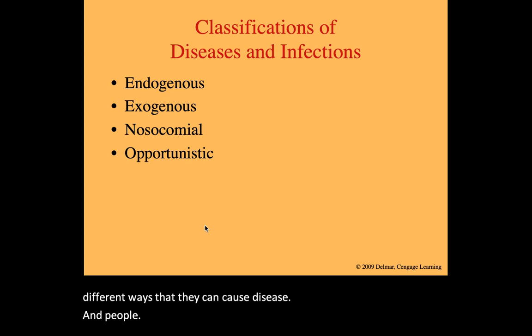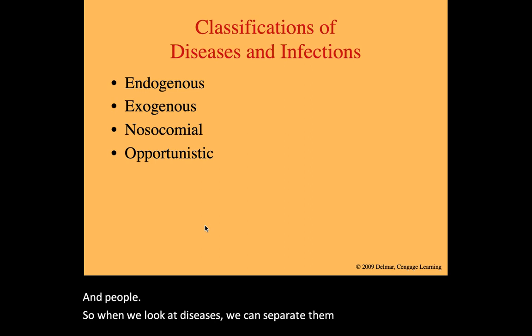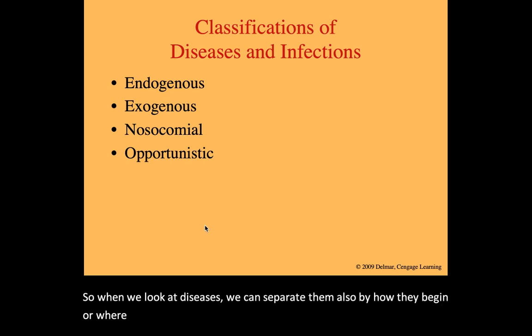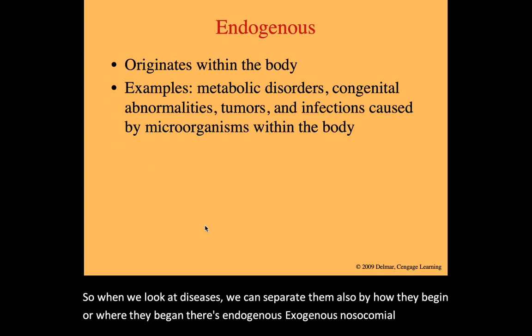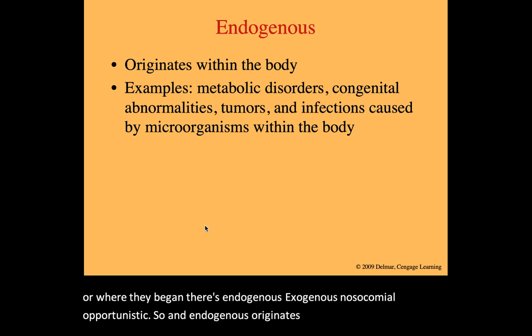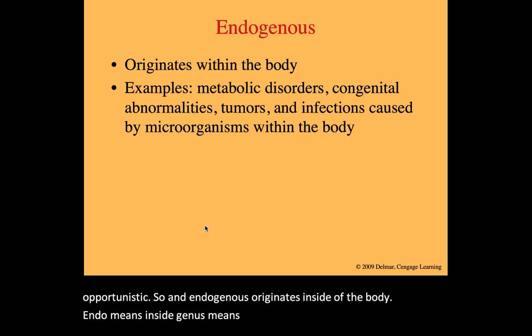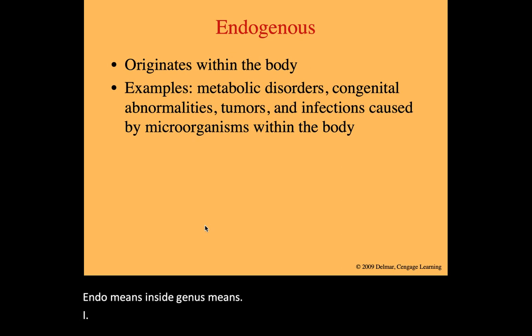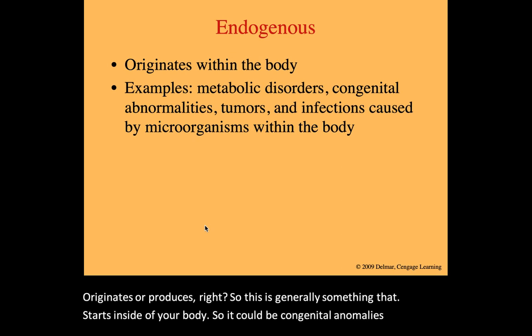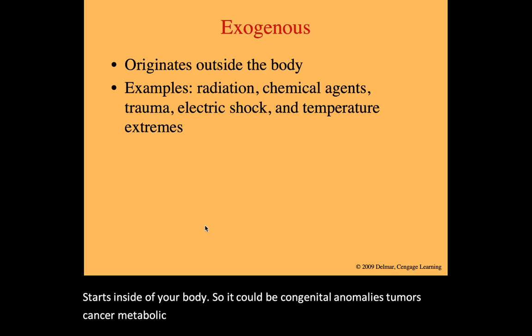So when we look at diseases, we can separate them also by how they begin or where they begin. Okay, there's endogenous, exogenous, nosocomial, opportunistic. So endogenous originates inside of the body. Endo means inside. Genus means originates or produces, right? So this is generally something that starts inside of your body. So it could be congenital anomalies, tumors, cancer, metabolic disorders, that kind of thing.